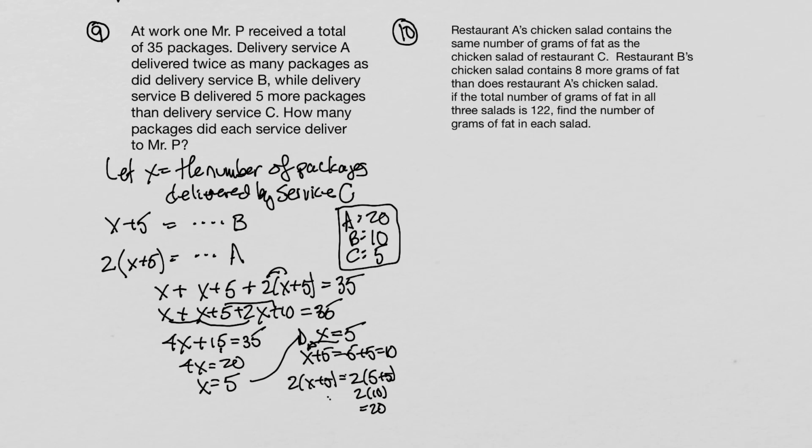Well, in this problem, we've got chicken salads in 3 restaurants, A, C, and B. And here's what we're trying to find. Find the number of grams of fat in each salad. So I know at least where to start.